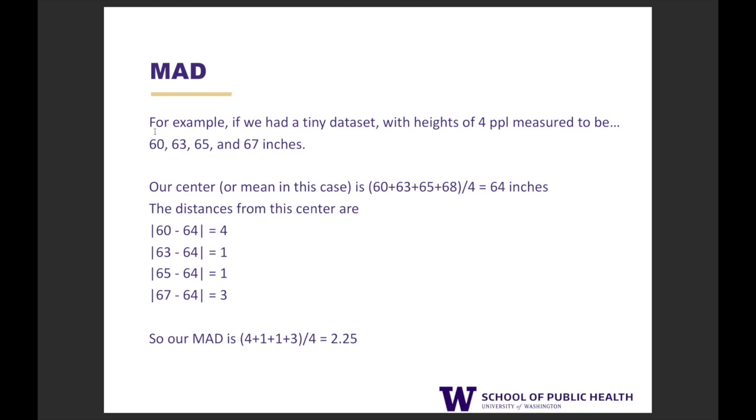Then for each of the 4 people in our sample, or in this case, maybe we think of it as our tiny population, we can calculate the distance from their heights to the mean height, from their height to the center. So the person who's 60 inches, their distance to the center is 4 inches. The person who's 63 inches, their distance to the center is 1 inch. 65 inches, their distance is 1 inch. 67 inches, their distance is 3 inches. And then we average all of those, and we would get that the mean absolute deviation is 2.25 inches. On average, people are 2.25 inches away from that center.